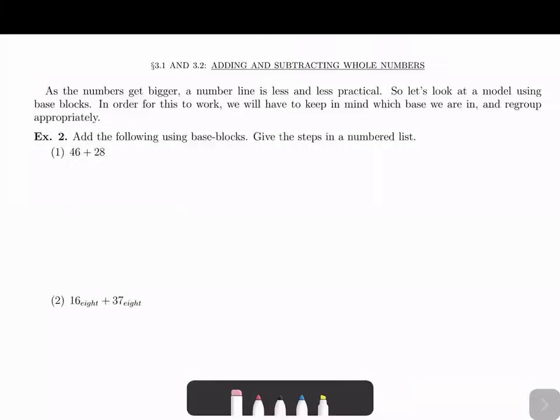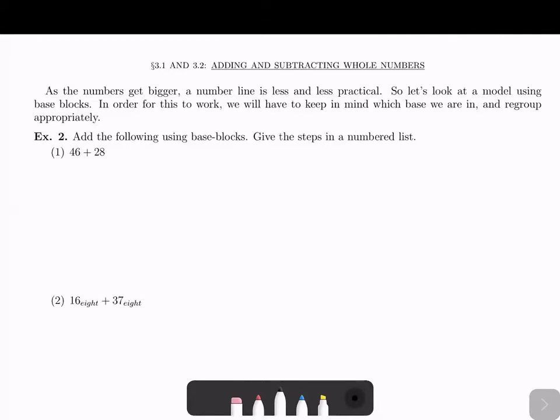Hi everyone. So if you're watching this video, you should have already watched the video where I introduced base blocks. It doesn't look like this because I'm using an app rather than writing on this worksheet. So go back and watch that if you haven't already. It should have been in order on the playlist.